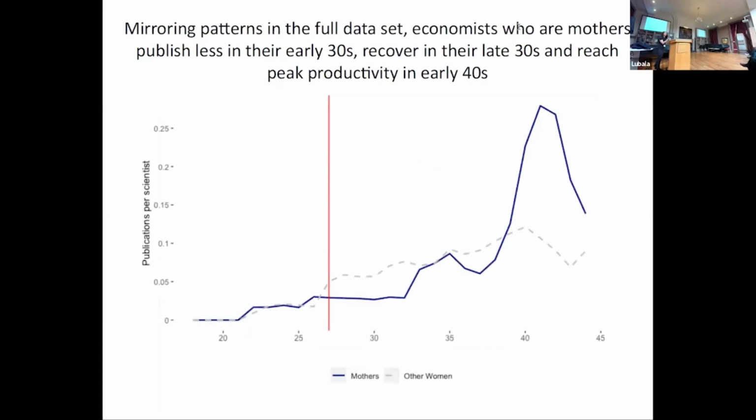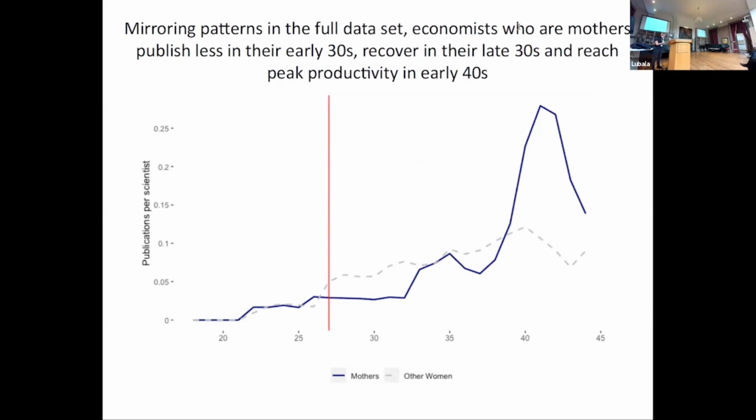Now I'm going to show you again the data that we have for economists. For economists, you see the same pattern. They look like other mothers, look like other women until they get married. And then when they get married, they start falling behind.